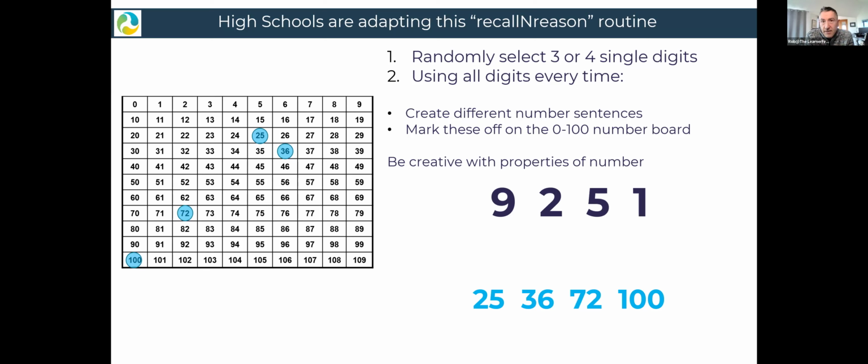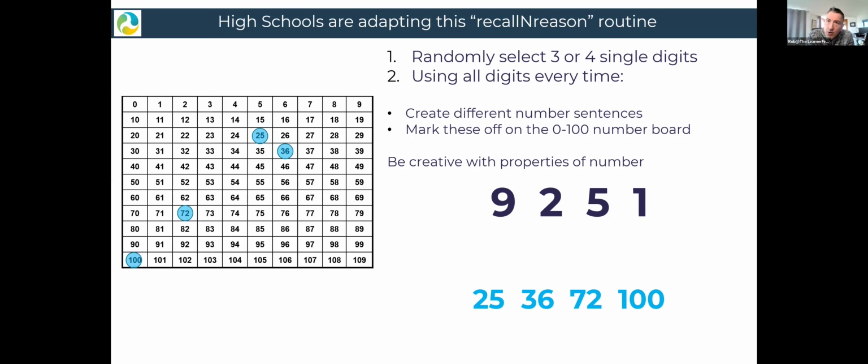This one is a very simple one that is happening in some of the high schools I'm working with here in Aotearoa. At the start of the week, the teacher gives the kids 3 or 4 single digit numbers. And using mathematical properties, number properties, using rules about number, using some creativity, they have to, by the end of the week, try and prove with equations how many of those target numbers they can get.